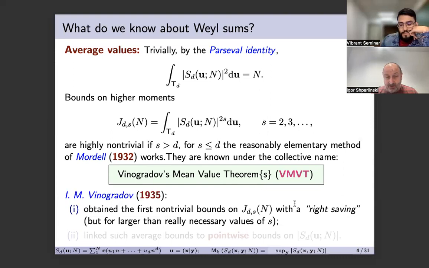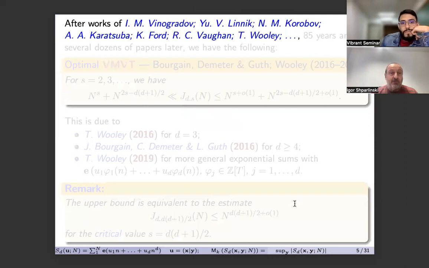Nevertheless, he linked his bounds on average to pointwise bounds on the sums and obtained a very strong estimate on the sums, which substantially improves the previous results of Weyl and van der Corput, at least when the degree d is large. Well, since that time, after works of Vinogradov himself, he improved his own results several times, reducing the bound on s, which is true. So Linnik, Karatsuba, Ford, Wooley, many other people.